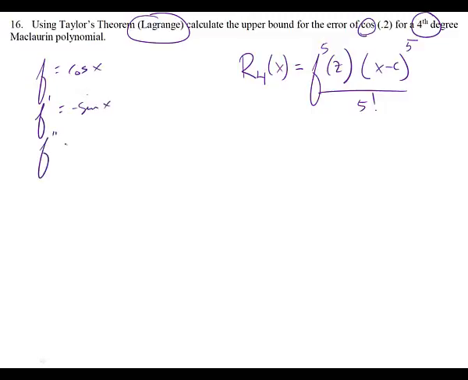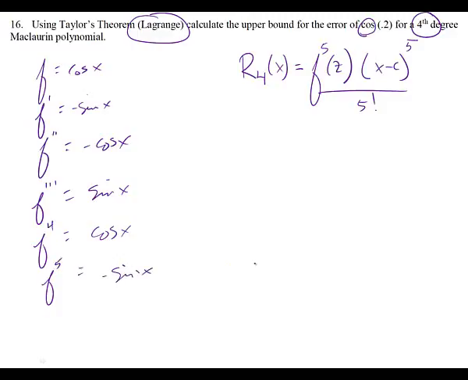Negative sine x. What's the second derivative? Negative cosine x. What's the third derivative? Sine x. And then the 4th derivative is cosine x. And the 5th derivative is negative sine x.